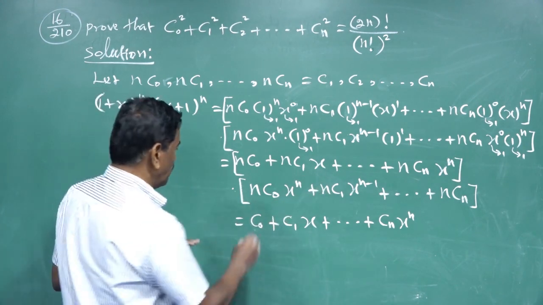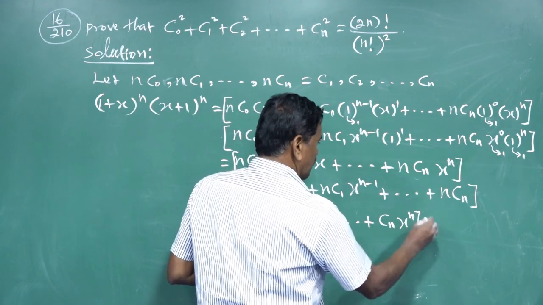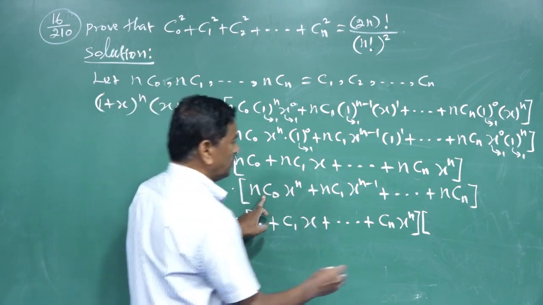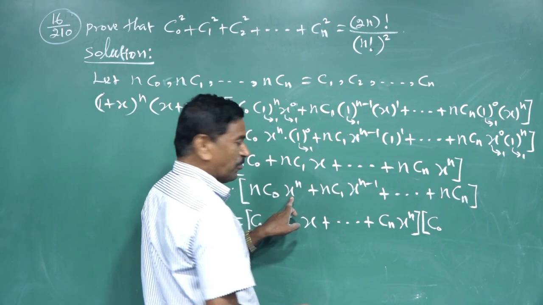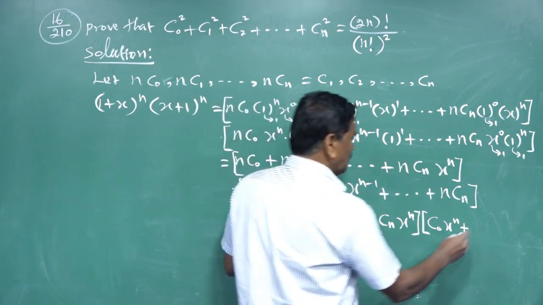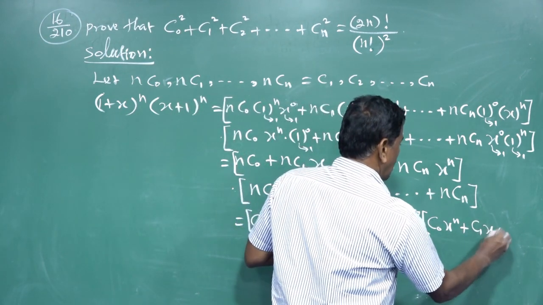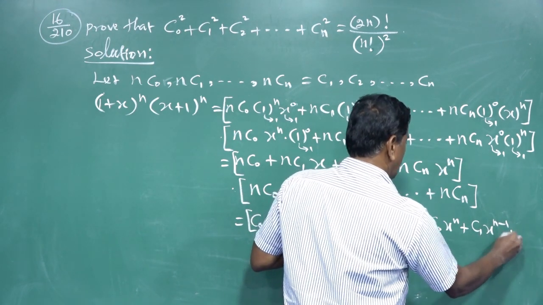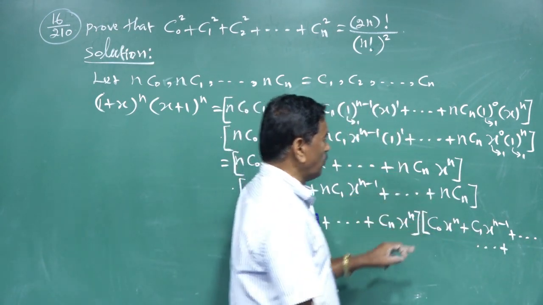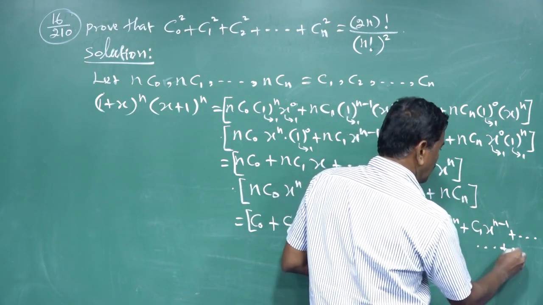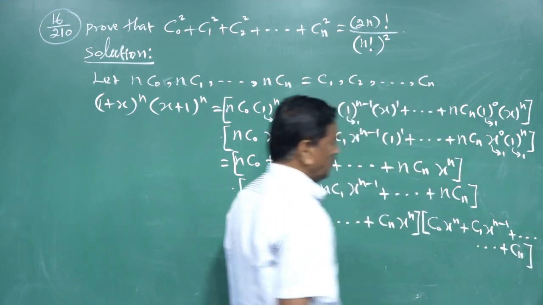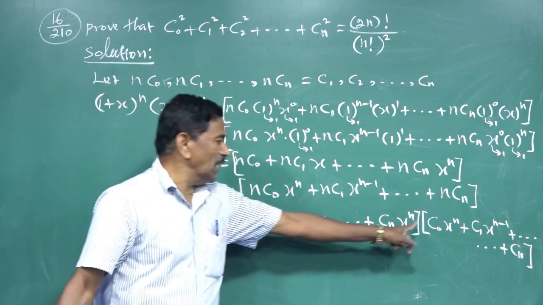Similarly, second. Listen, square bracket open, square bracket closed. It is the expansion for the second bracket. nC0 equal to C0 into x power n, plus nC1 equal to C1 into x power n minus 1, plus etc., plus nCn. That is, nCn is equal to Cn. Complete the bracket.